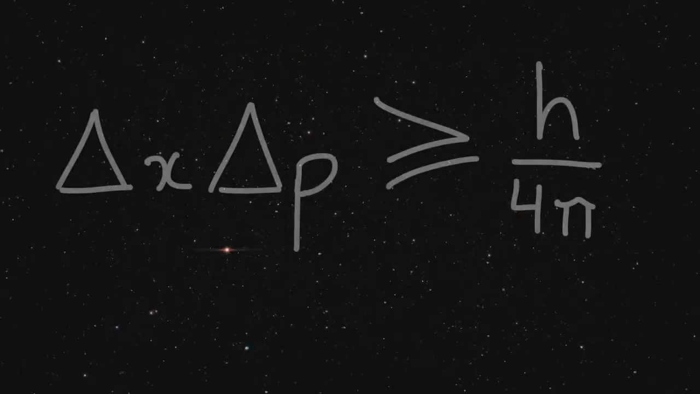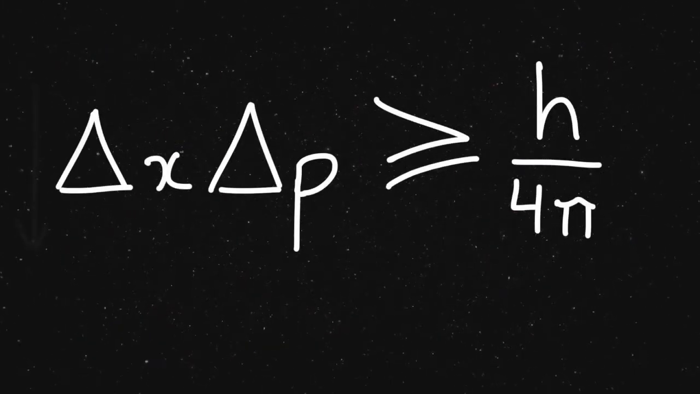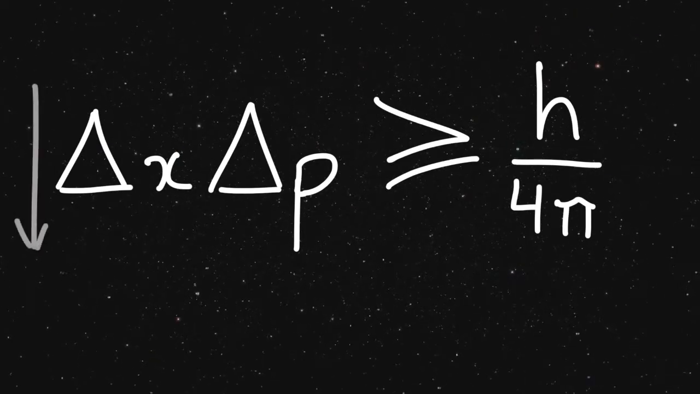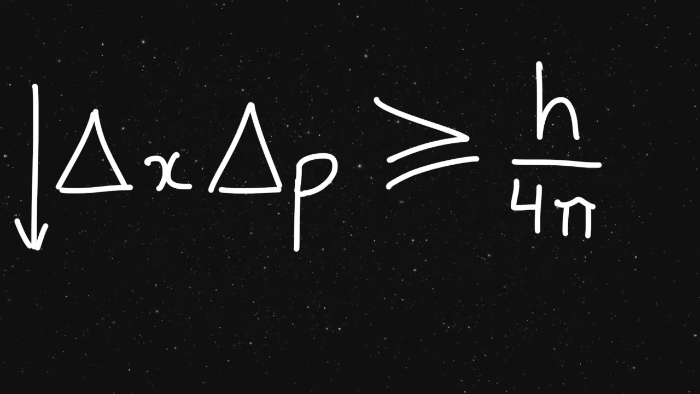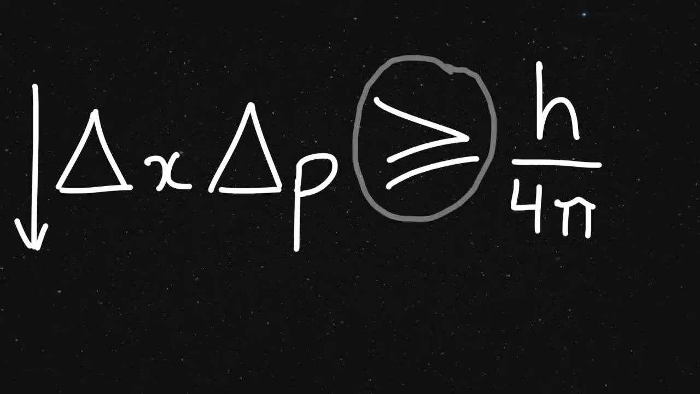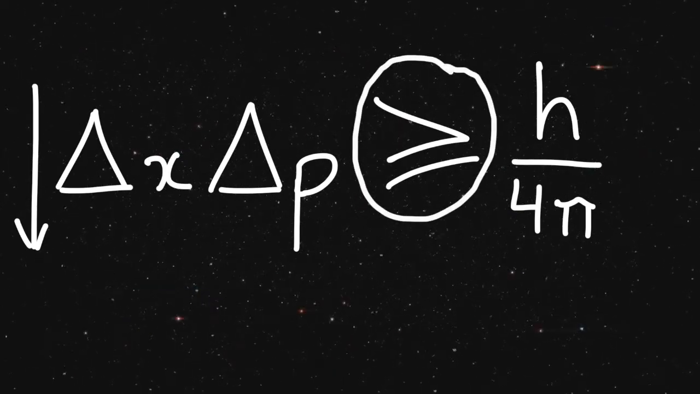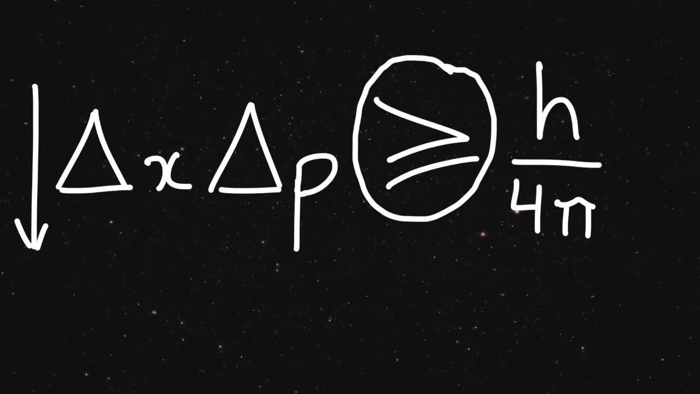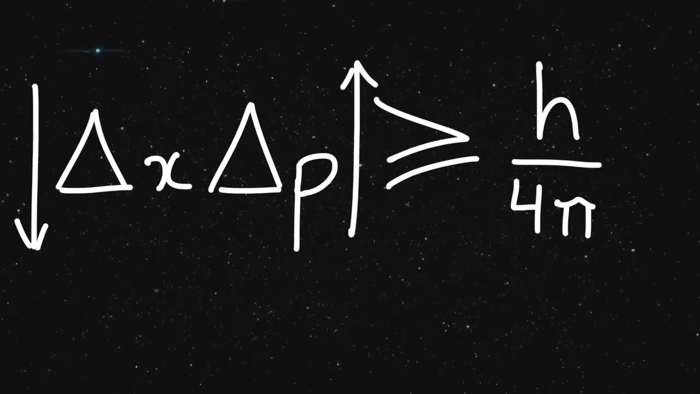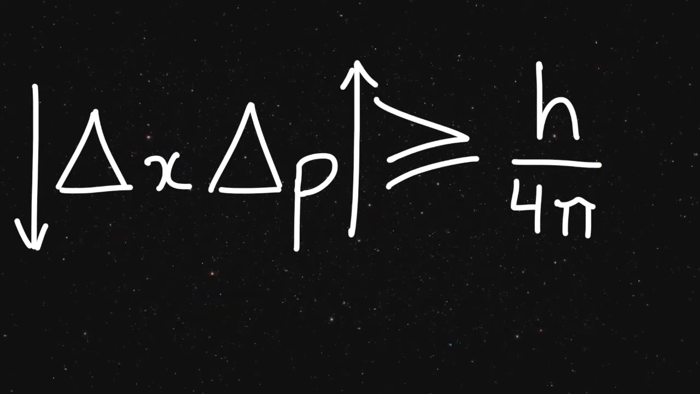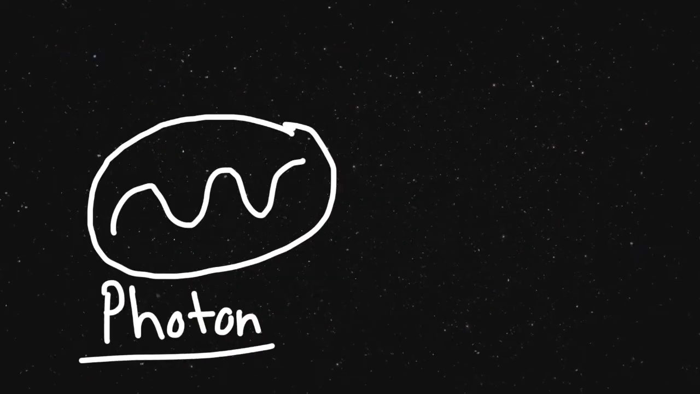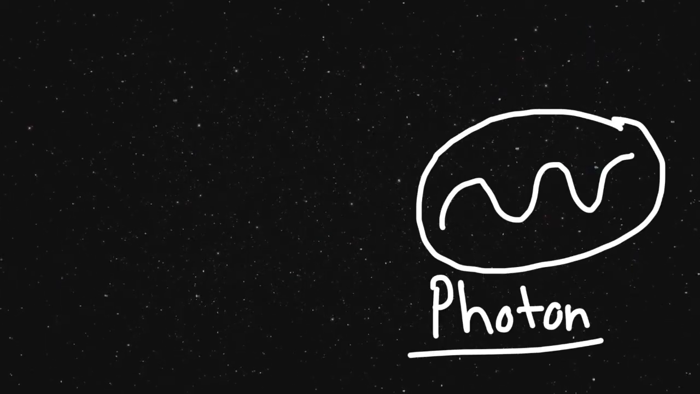But looking back at the equation, we can tell that if delta x keeps decreasing, we're going to break this relationship of uncertainty. Why? Well, because of the symbol here. This side of the equation must be greater than or equal to the other. So in order to counteract this, delta p, the uncertainty in momentum in the x direction, aka horizontal direction, must increase.